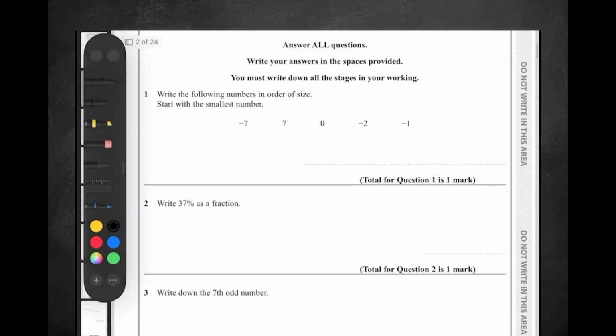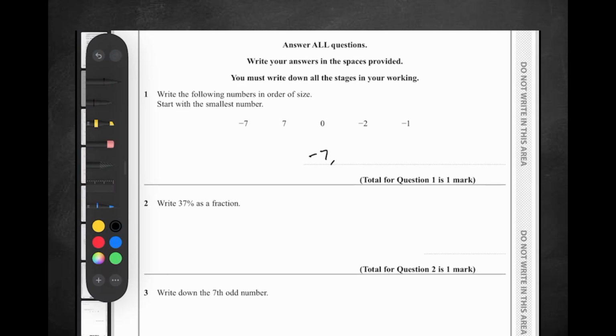So, question 1. Write the following numbers in order of size. Start with the smallest number. So, we'll start with the biggest negative number, so that will be -7. Then the next biggest negative, -2, -1, 0, and 7.